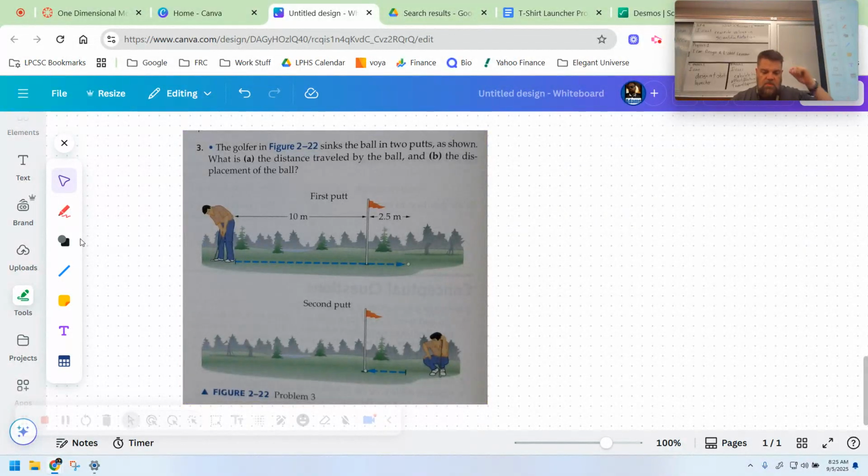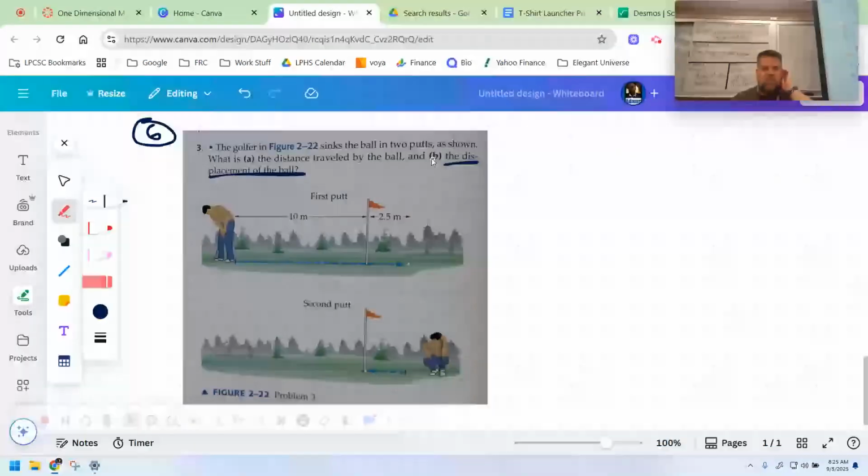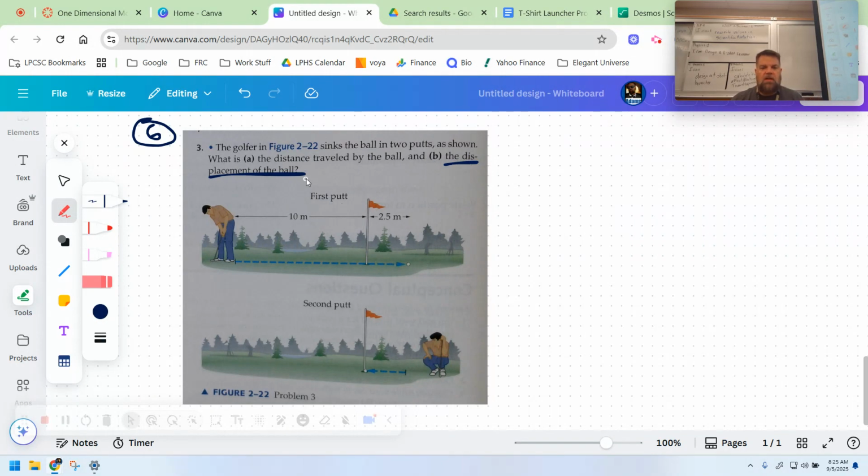All right, so for this one, which is technically, I think, number 6 in your assignment, and we're doing part B. It says the golfer sinks the ball in 2 putts as shown. What is the distance that is traveled, and what is the displacement? So that's the interesting thing. I'm going to show you the difference between this, so I'm going to do part A as well.